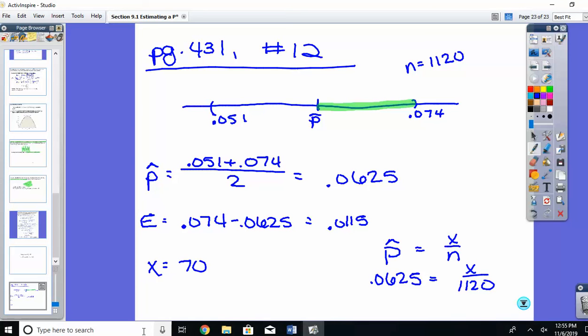Okay, so this one's kind of working backwards. They gave you the confidence interval and wanted you to find all the previous pieces of information. Is that okay?